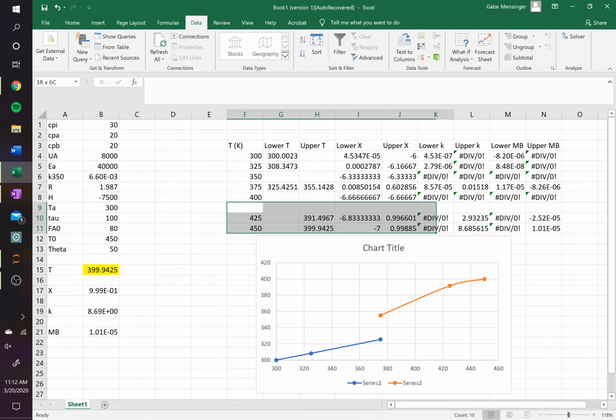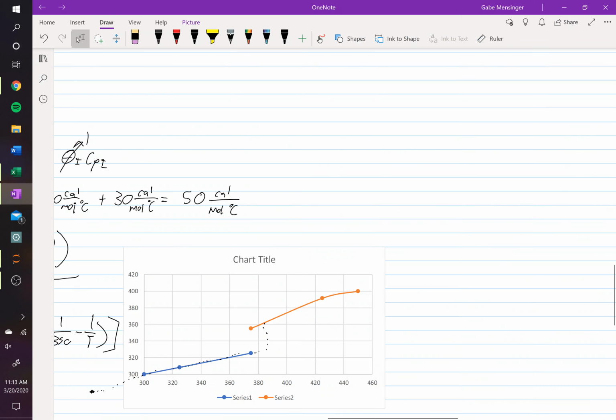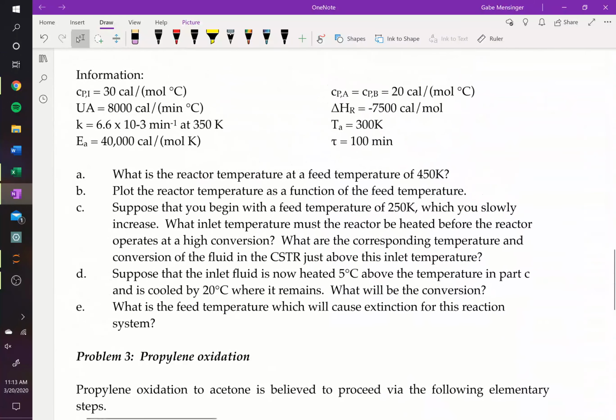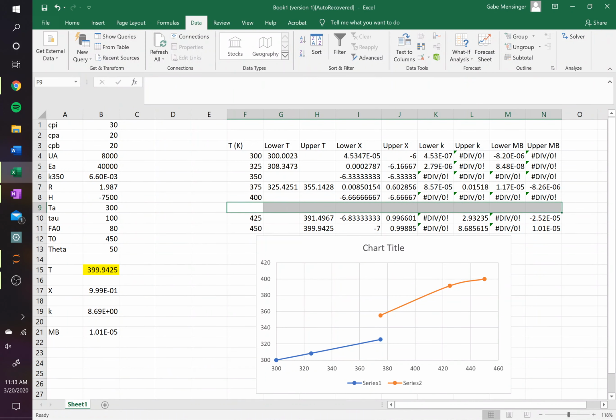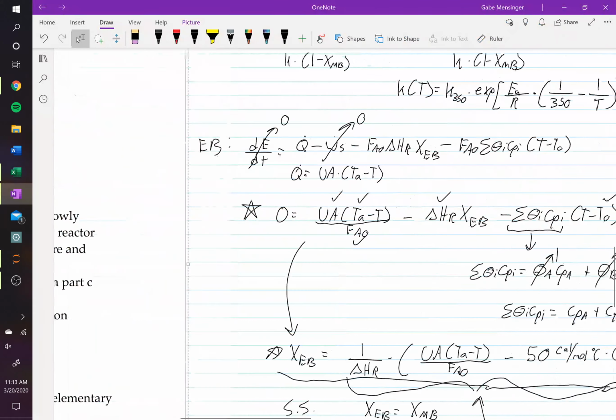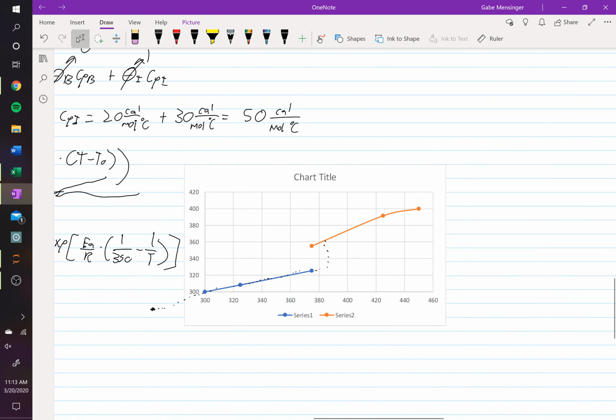So somewhere between 400 and 425 is going to be the ignition point. And then for the last part of part C, it asked for the corresponding temperature and conversion of the fluid just above this inlet temperature. So we know that at the ignition point we're going to jump up to this upper curve up here.